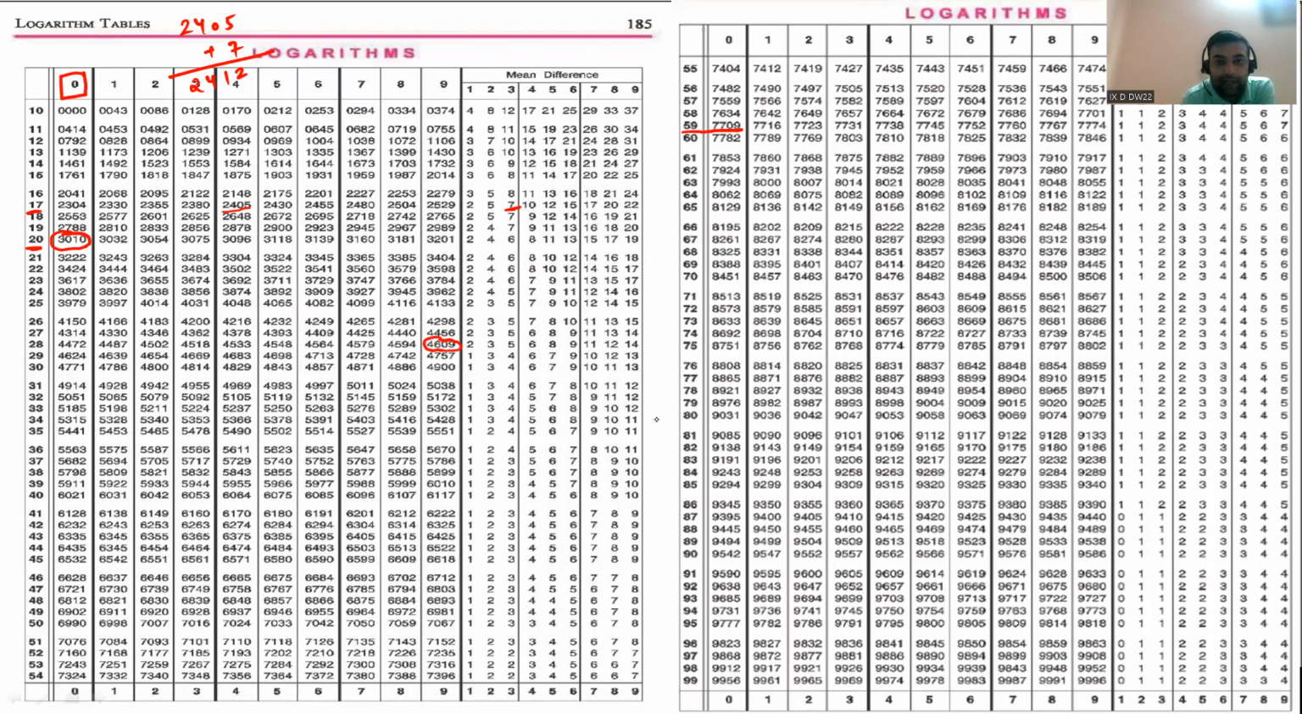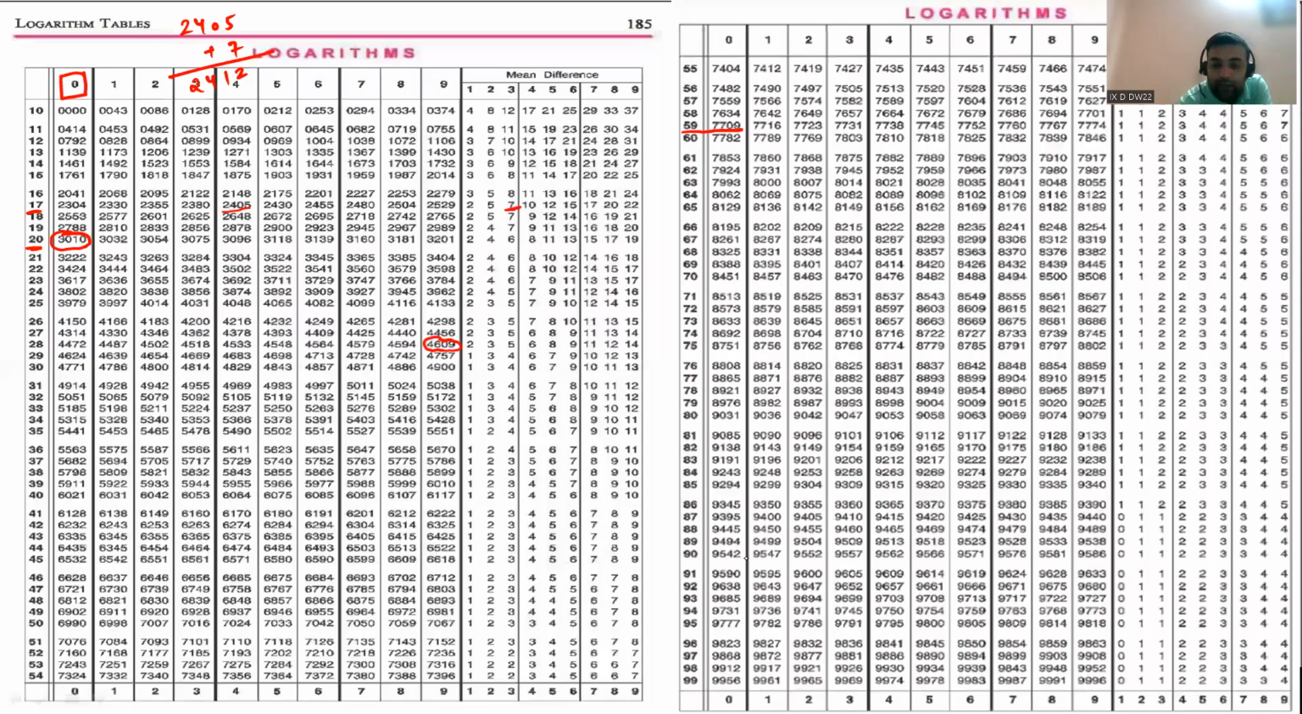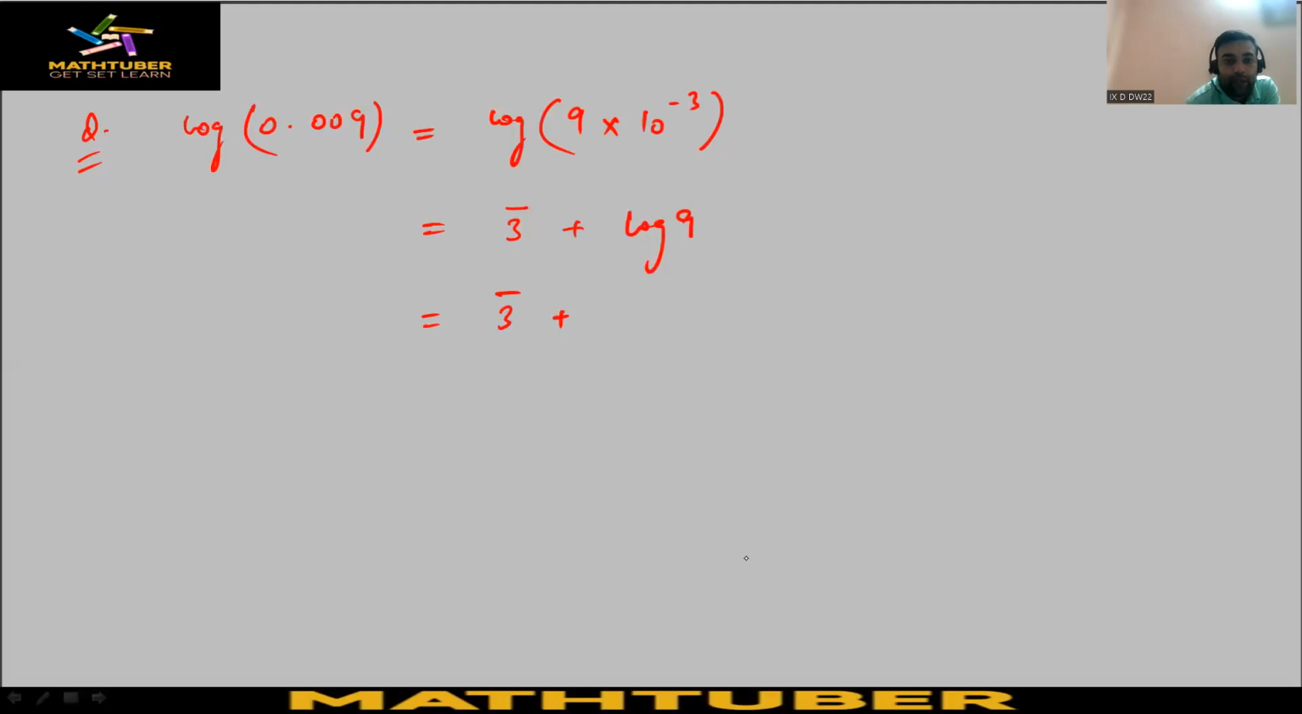9 is actually 90 because we have to take 9.0. So you have to find out the value of 9.0 at the 0th column, which is 9542, right? So 9542 we have to write it in decimal form, 0.9542, and it becomes 3 bar 0.9542. This will be the answer.